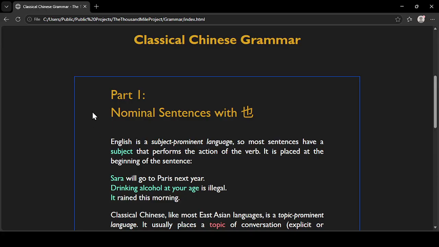So let's start off by talking about English. English is a subject prominent language, so most sentences have a subject that performs the action of the verb. I'm assuming that you all know what nouns and verbs are. If you don't, you can look it up. It is placed at the beginning of the sentence, the subject that is.